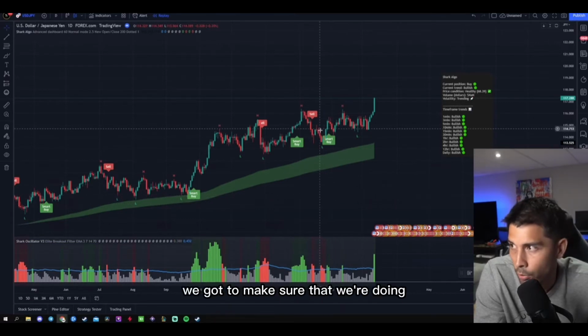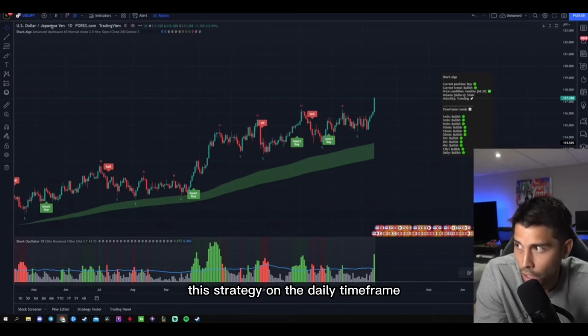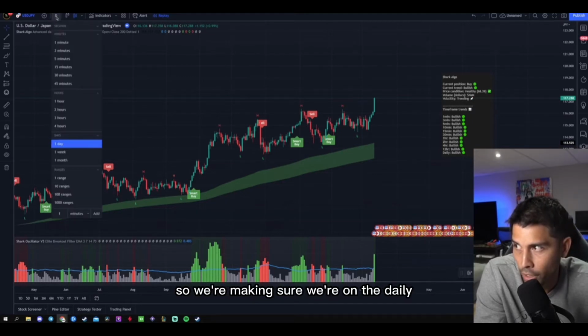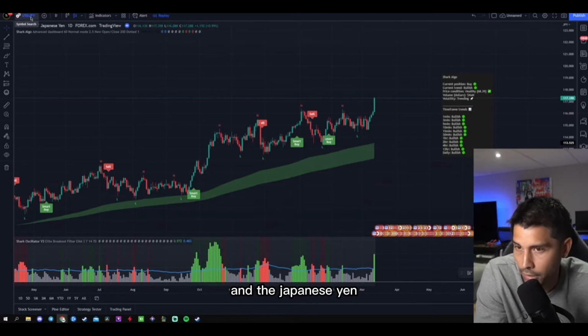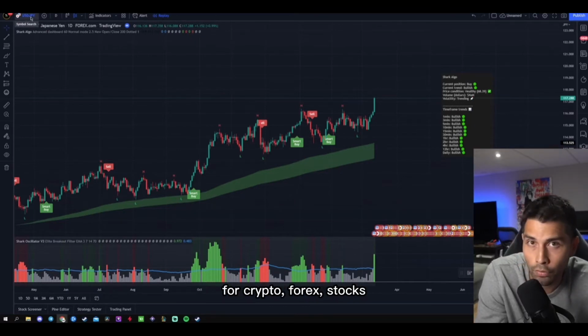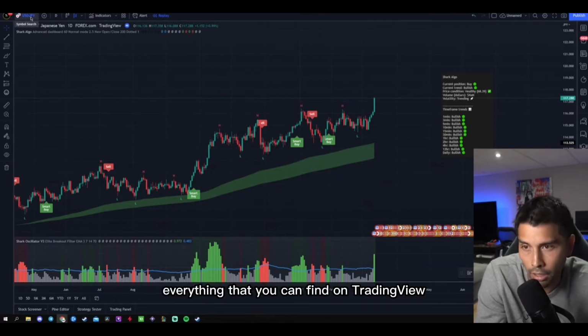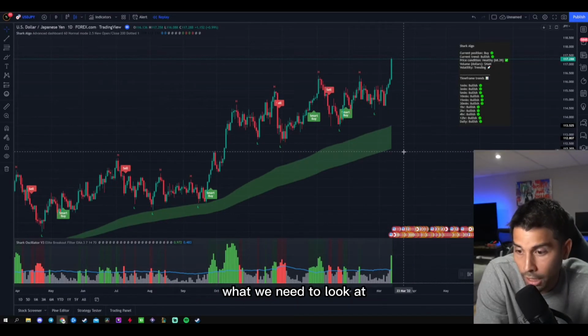It's really simple. We got to make sure that we're doing this strategy on the daily time frame. So we're making sure we're on the daily and we're looking at our pair. Right now we're looking at the US dollar and the Japanese yen. This works really well for crypto, forex, stocks, everything that you can find on TradingView. Now I'm going to show you exactly what we need to look at on your chart.